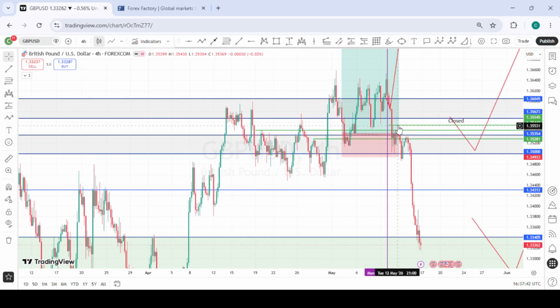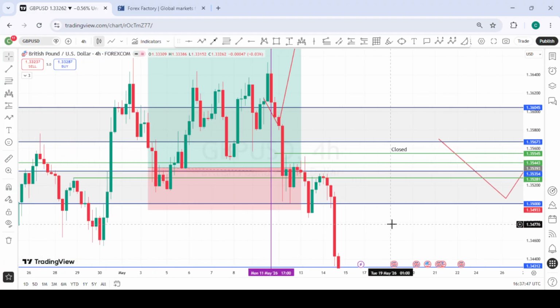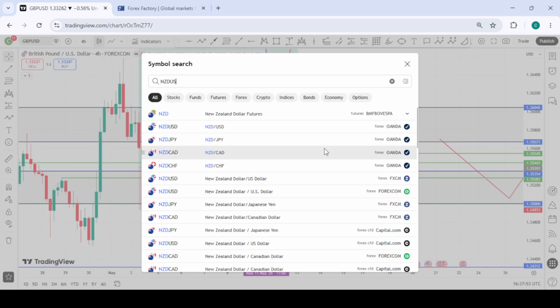And this is GBPUSD. We also closed this position before CPI right here. So closing some small profits here on GBPUSD.